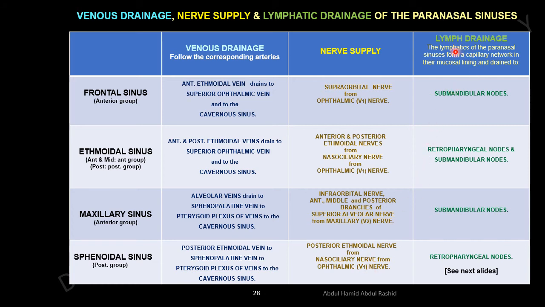Now we talk about the lymphatic drainage. The lymphatics of the paranasal sinuses come from the capillary network in the mucosal lining and they drain, in the case of the frontal sinus, to submandibular nodes. In the case of the ethmoidal sinus, to retropharyngeal nodes and submandibular nodes. From the maxillary sinus, to submandibular nodes. Sphenoidal sinus, to retropharyngeal nodes. And see further in slides number 29, 30 and 31.